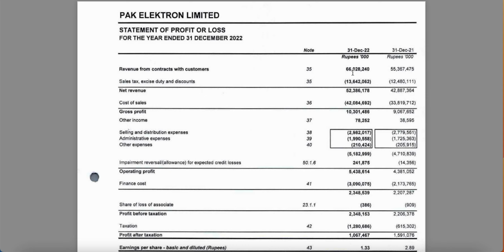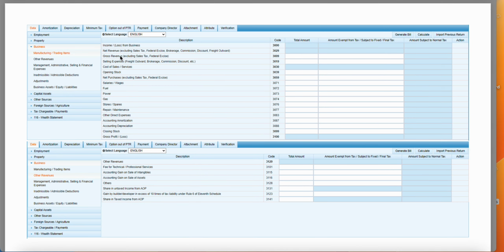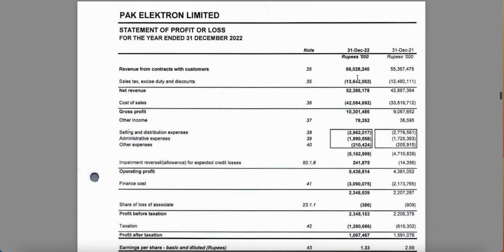So their gross sale was 66 million, and the sales tax, excise duty, and discounts were 13 million. So 52 million was the net revenue. So what amount should be shown here? Should 66 million be shown here in gross revenue, or should 52 million be shown here? So the answer is 52 million should be here, because sales tax, federal excise duty, including discounts, should be separated. And this is a summary figure.